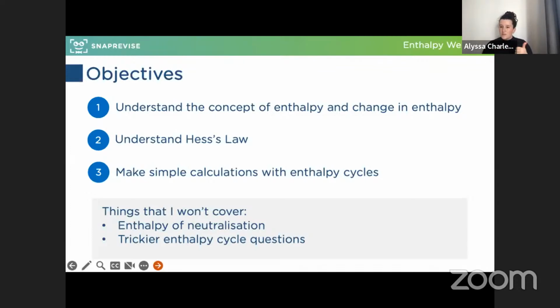We're not going to look at enthalpy of neutralization. I think that only comes up in one specification, and I can't remember which one it is. Might be at XL. We'll check in a second. And we're not going to look at any trickier enthalpy cycle questions. They do come up again in A2, and there's an added layer of complexity because there are different processes and concepts that are brought in as well. We're just going to stick with the more basic year 12 AS content using combustion and formation.